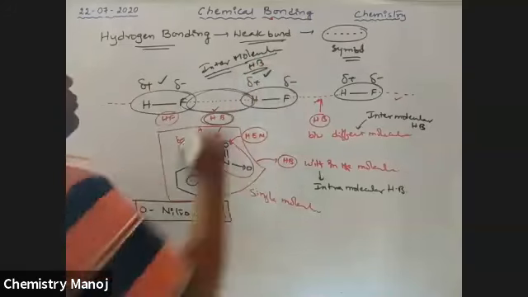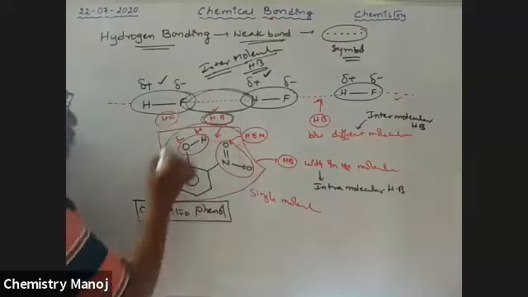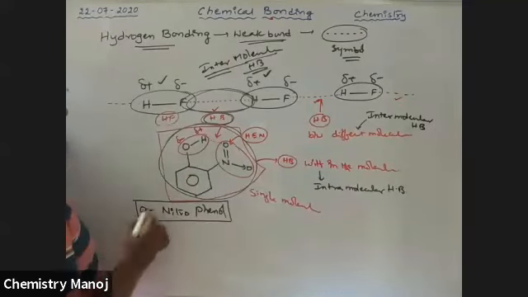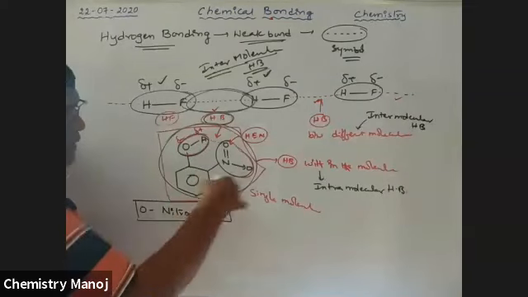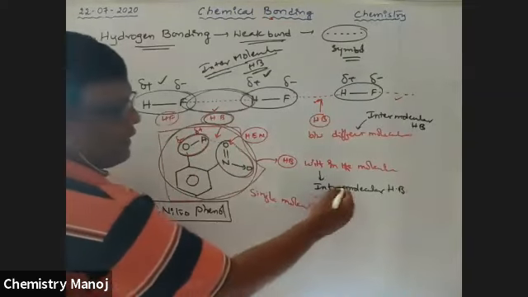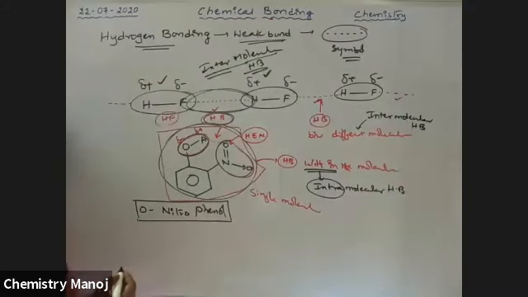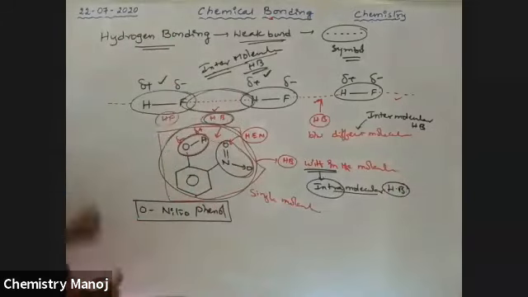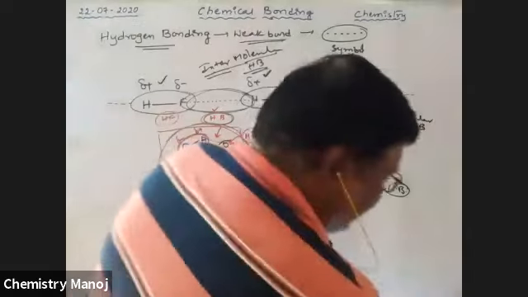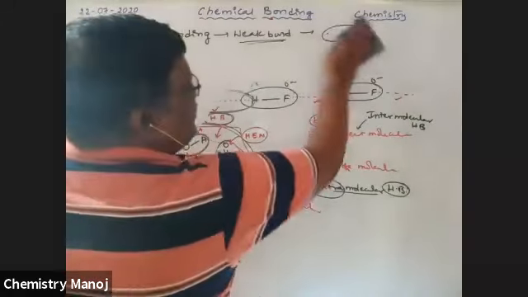Intermolecular hydrogen bonding. But here, it is the same molecule, between two groups of the same molecule. Therefore, within the molecule, within means intra. Intra means within. So within the molecule, there is hydrogen bonding, which is called intramolecular hydrogen bonding. Therefore, finally, we have two types of hydrogen bonds.